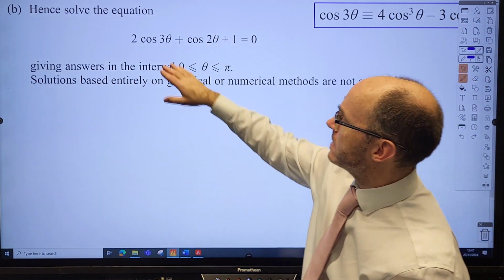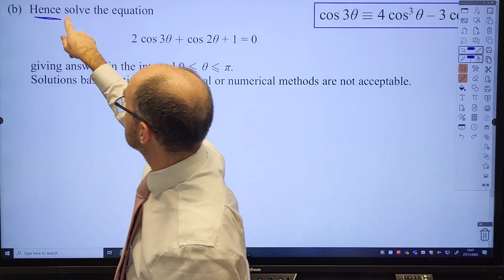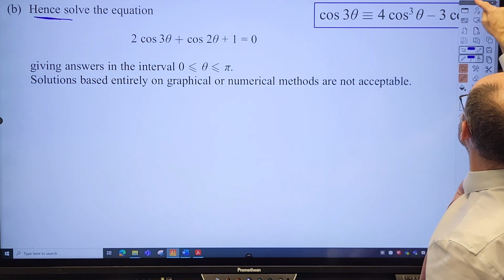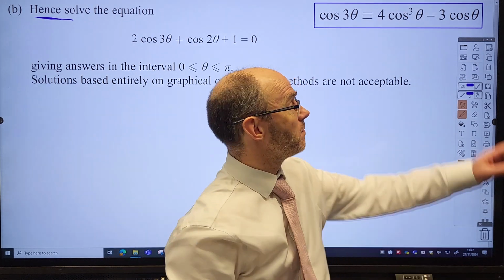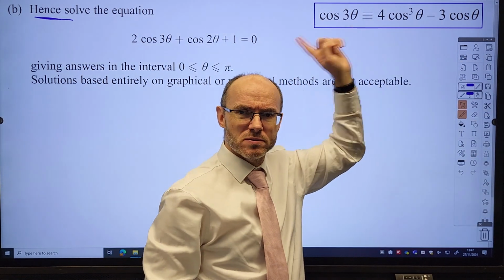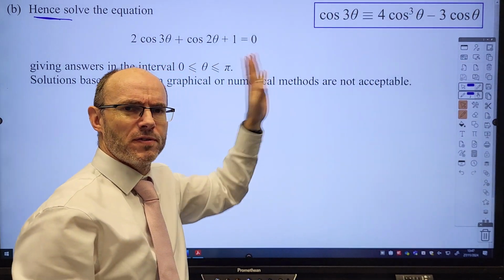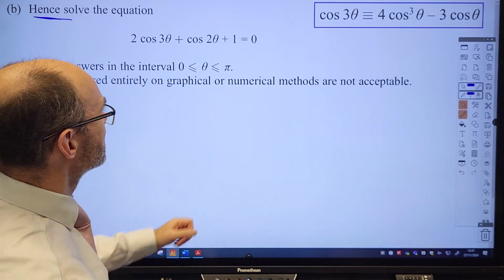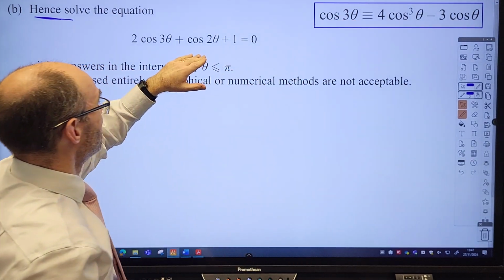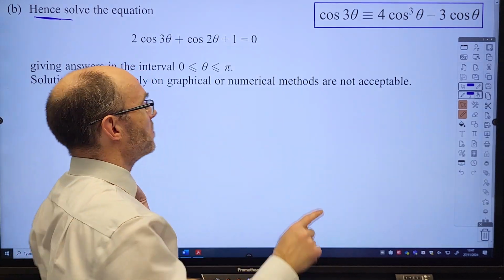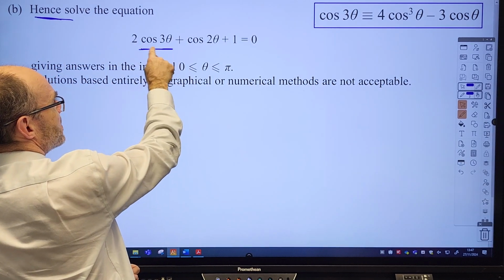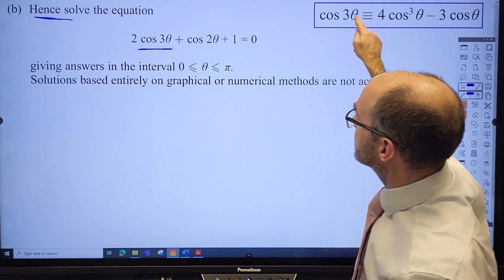So part B was hence solve. So hence means use this, and I've just recorded that again from the previous part of the question, just so that you don't have to go flicking back and forth through the screens again. So the final way of using that somehow. Now the obvious place I'm hoping for you to see is that we're going to place it there. Okay, so cosine 3 theta is there, isn't it?